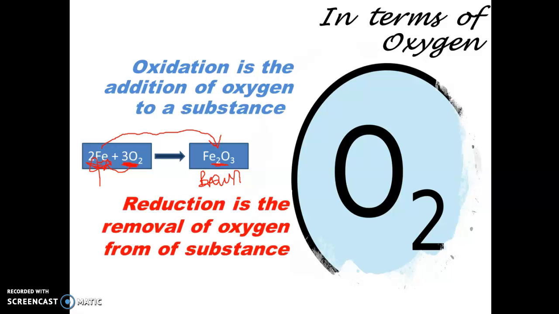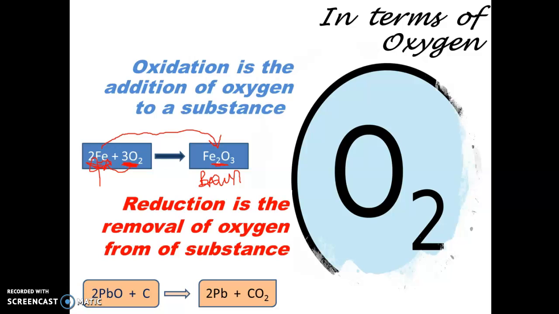What is reduction? Reduction is actually the opposite of oxidation. In sharp contrast, it is the removal of oxygen from a substance. So in this case, let's assume we have a substance here now, and that substance has oxygen. Like you can see here, this is lead 2 oxide.